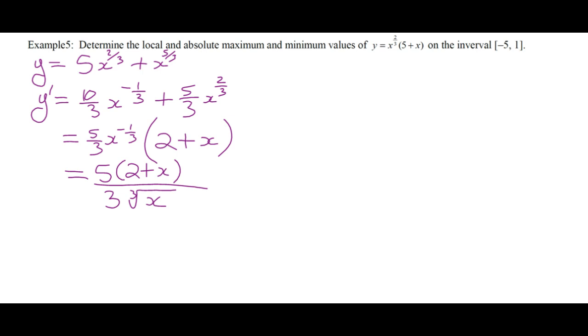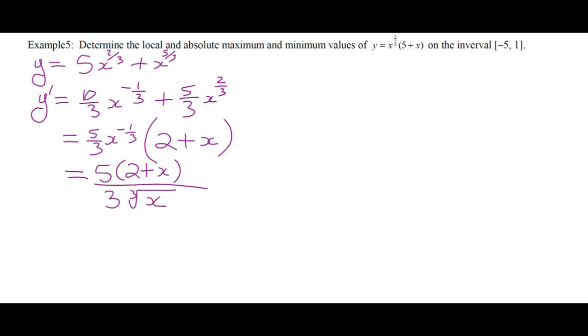Right? So the x to the -1/3 goes to the bottom where it becomes x to the +1/3, which is the cube root of x. Okay? Cool. So we've got 5/3, like who really cares? 5/3 is just 5/3, but we've got a factor of 2 plus x, and we've got a factor of cube root of x.